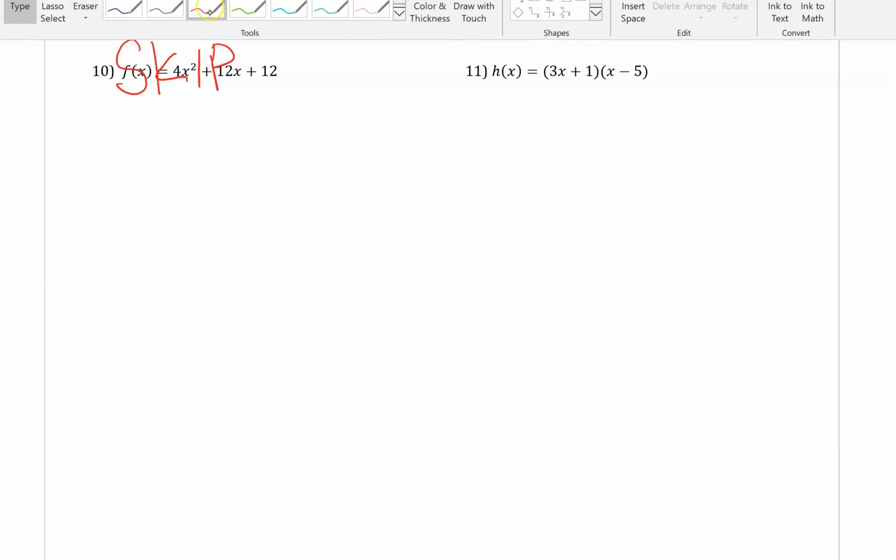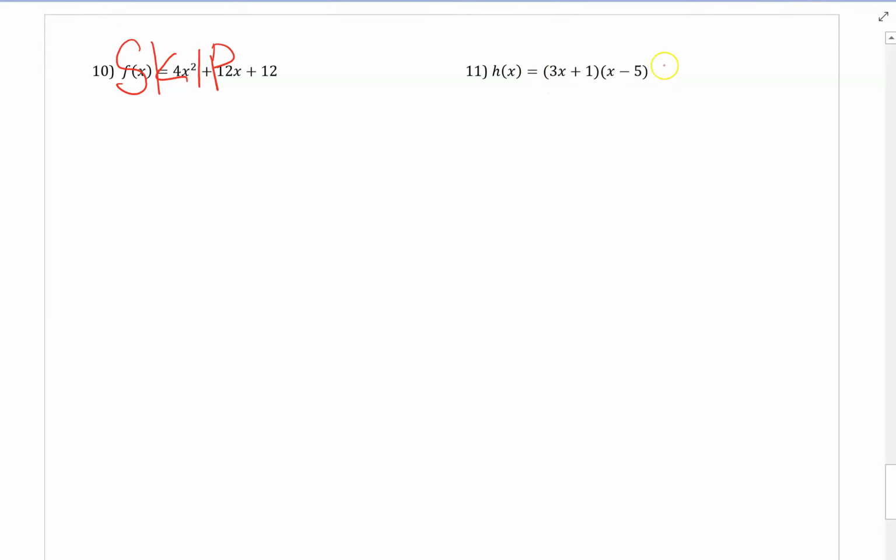Number 11 gives us an equation in intercept form. How do I know it's in intercept form? Because it's got those two factors. It's got the two sets of parentheses being multiplied together, indicating two factors. So we know this one is already in intercept form. So we can just take each of those factors, set them equal to 0, and solve to find my x-intercepts.